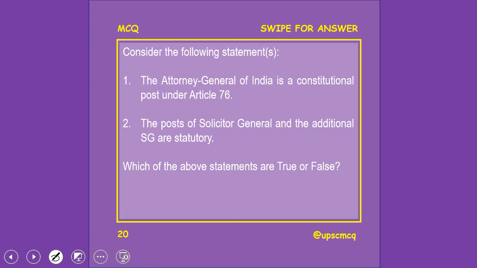Consider the following statement: the Attorney General of India is a constitutional post. Correct, under Article 76. The post of Solicitor General and Additional Solicitor General are statutory. Correct, not constitutional. Therefore, both statements are true.